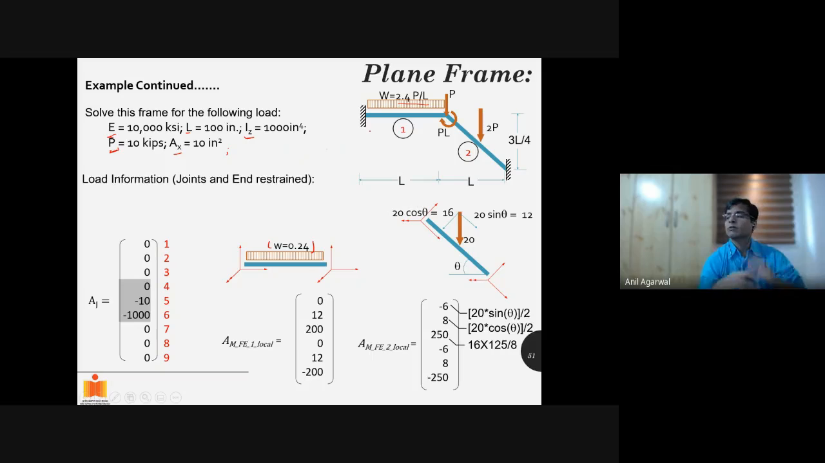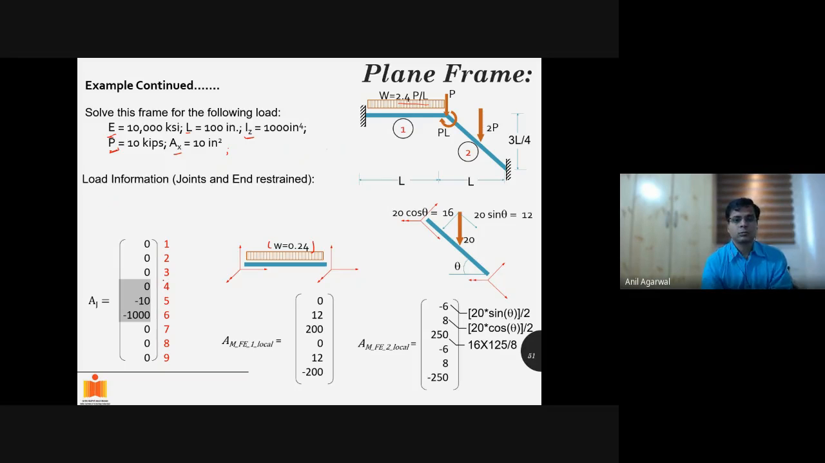So now we will start solving this problem. We have developed the stiffness matrix in the global coordinate system. Now we should be able to solve this problem. So what do we need? We need the A matrix, whatever values we know. We don't know the values at the restrained degrees of freedom, but that is okay. And we need the stiffness matrix, right? Then we can solve for the D matrix.